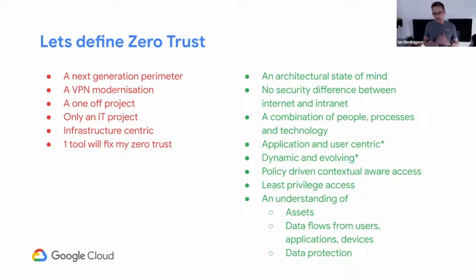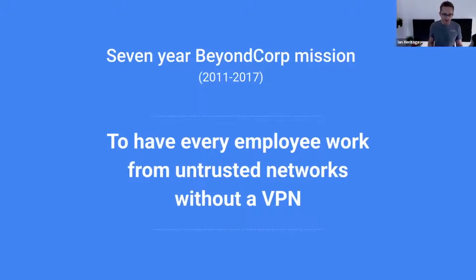Data flows start from users, applications, and devices. If you can get all of those 3 right, talking to each other, it's going to be beneficial to you. And you will not be unfamiliar with protecting your data. Data protection is one of the key tenets of all security these days. Now, in the room at Big SASIG, we started to talk about the Google journey. Google have been on a 7-year journey since 2011 to have every employee work from an untrusted network without a VPN. So when I'm working from home, I don't have to join a VPN.